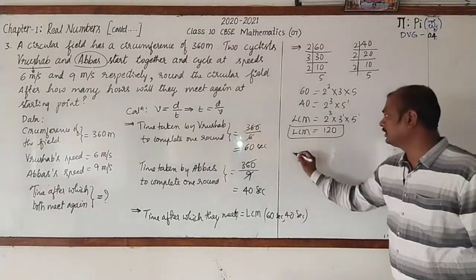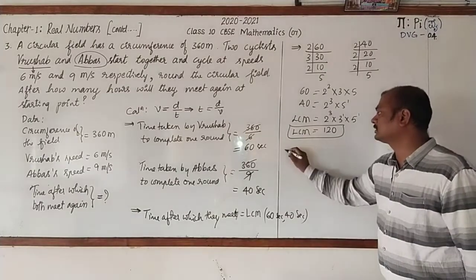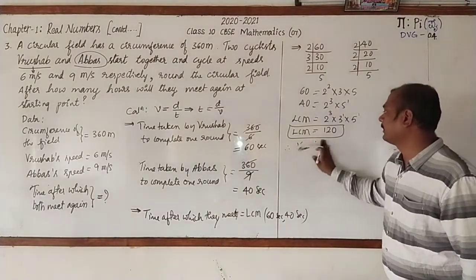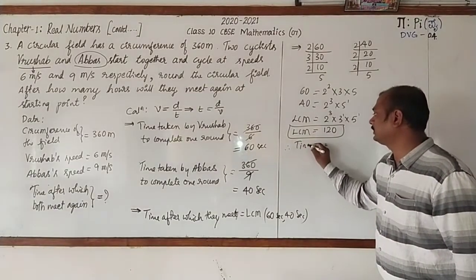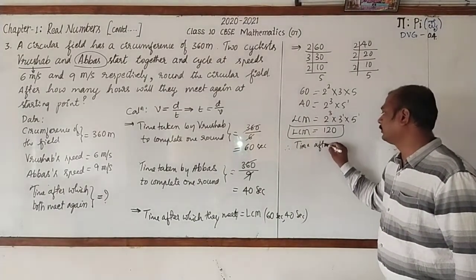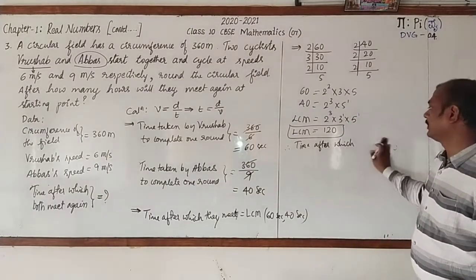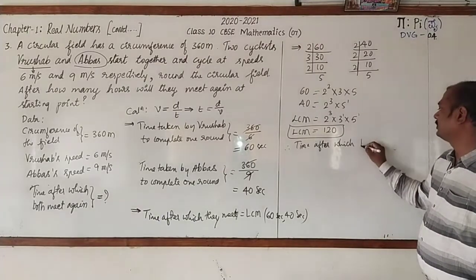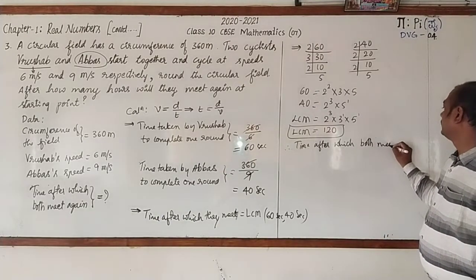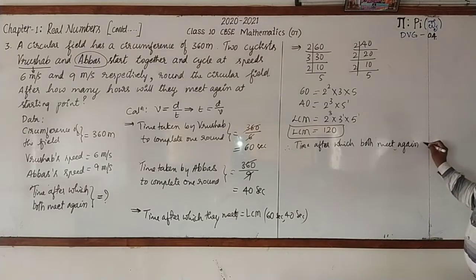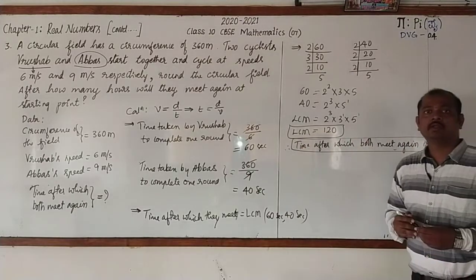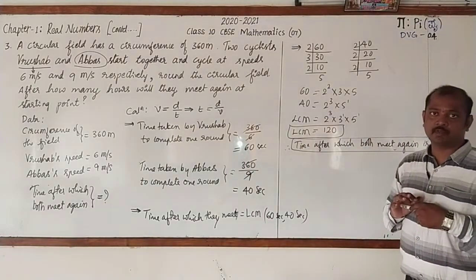Clear? So the LCM is equal to 120. That is 120 seconds. Therefore, the conclusion can be written like this. Therefore, the time after which both meet again is how much? 120 seconds. Got it? I hope that you have understood this one.